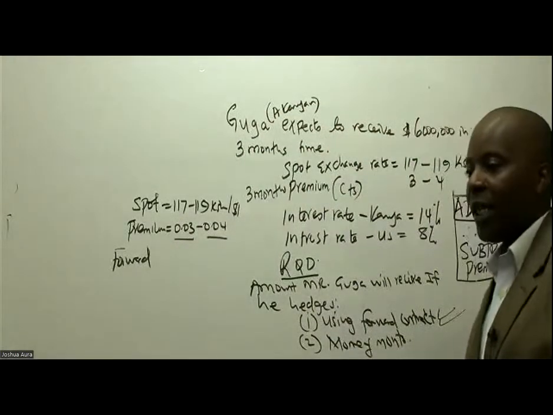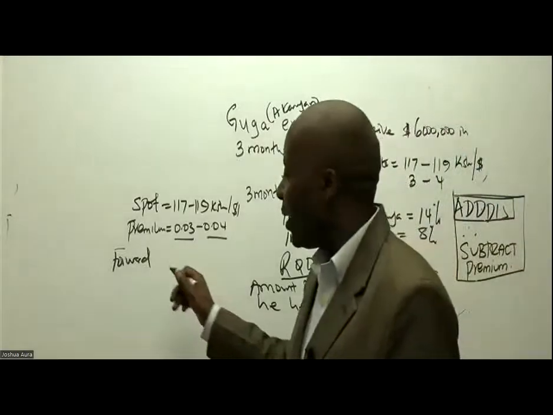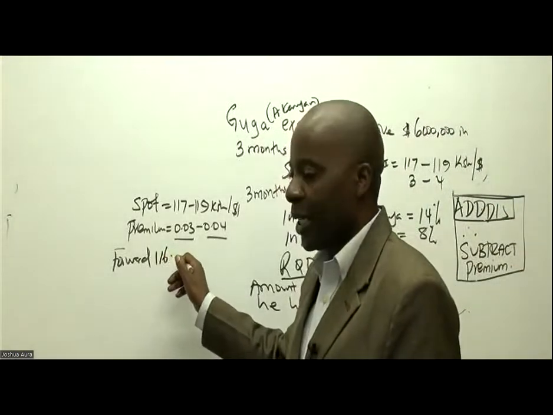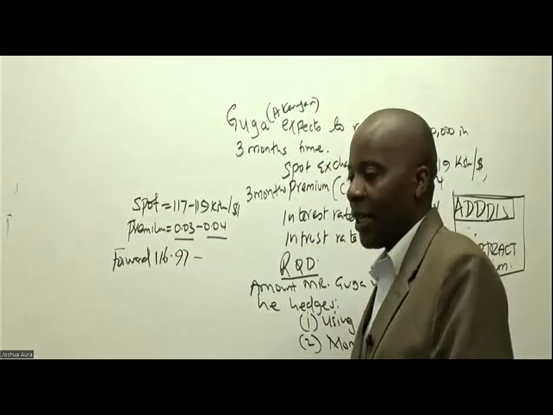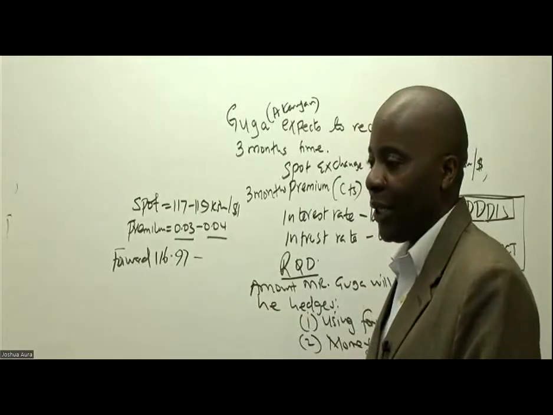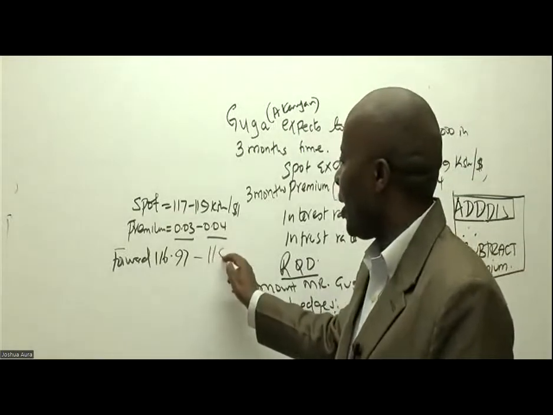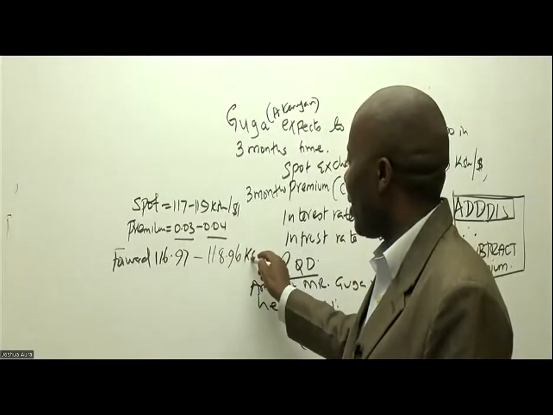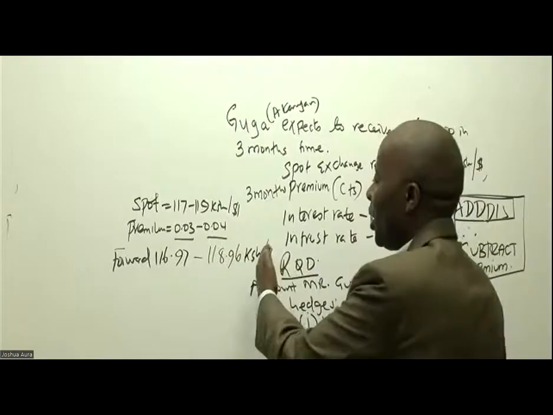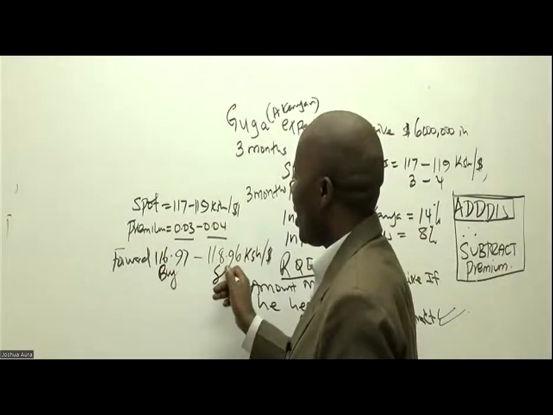I hope you guys are seeing where I'm getting 0.03 from. Because they are cents, we must divide them by 100. So Marietta has given me a figure here, 116.97 to 118.96. Remember Guga is a Kenyan, so the Kenya shilling currency is on this side. So this becomes buy, and this becomes sell.